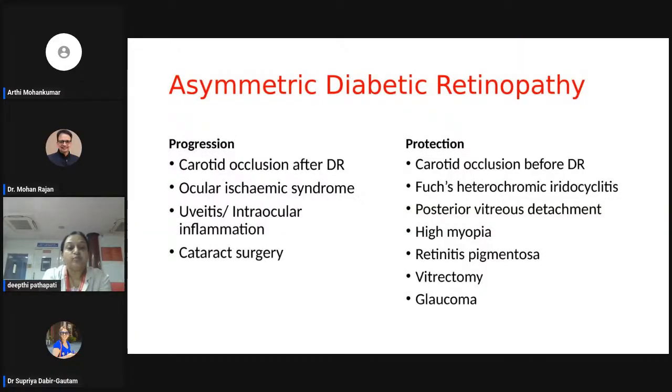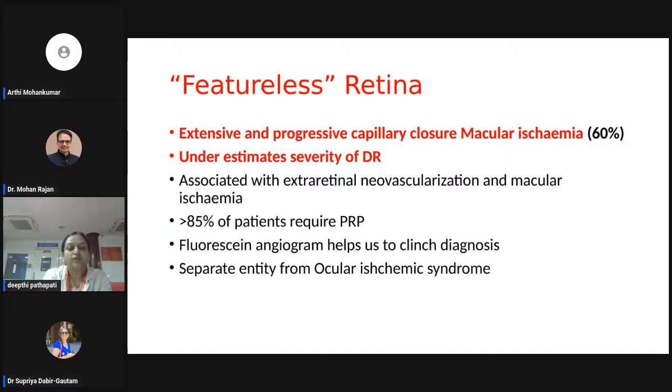Asymmetric diabetic retinopathy progresses. These are the reasons which cause the progression, which include carotid occlusion after diabetic retinopathy, ocular ischemic syndrome, uveitis or intraocular inflammation, cataract surgery. Now, these causes offer protection: carotid occlusion before DR, Fuchs heterochromic iridocyclitis, posterior vitreous detachment, high myopia, retinitis pigmentosa, vitrectomy, and glaucoma. Now, what is featureless retina?